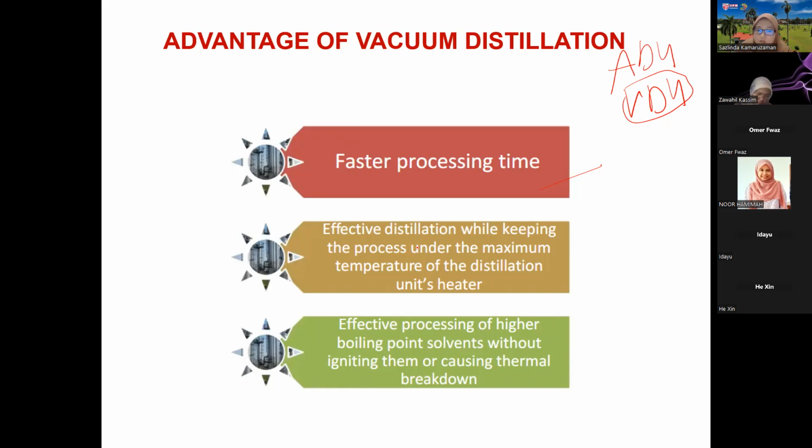Okay, so it allows effective distillation while keeping the process under the maximum temperature of the distillation unit heater. Even though we can adjust the temperature, for example by continuing to supply heat, the substance may decompose, and we also need to prevent overheating in the system. So it is an effective process for higher boiling point solvents, as we already discussed, without igniting them or causing thermal breakdown, so the compound remains as it is and doesn't decompose. Why? Because we lower its boiling point by applying the vacuum.